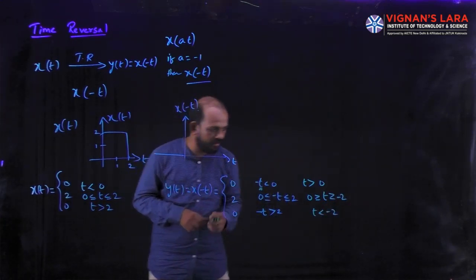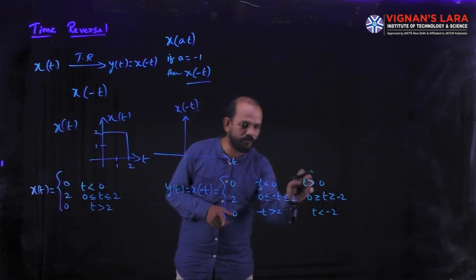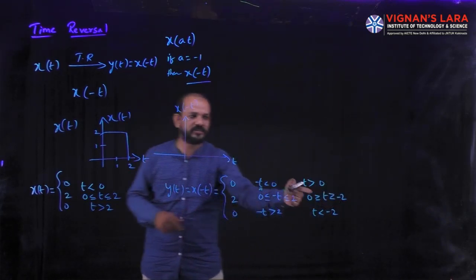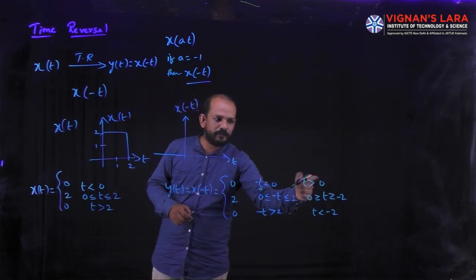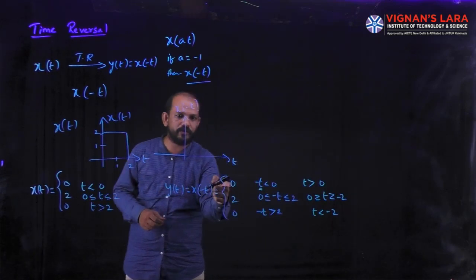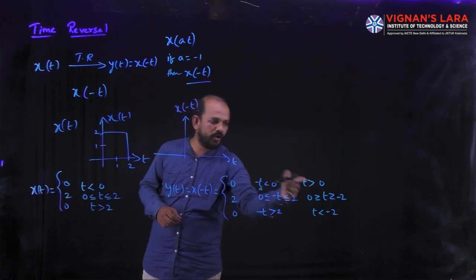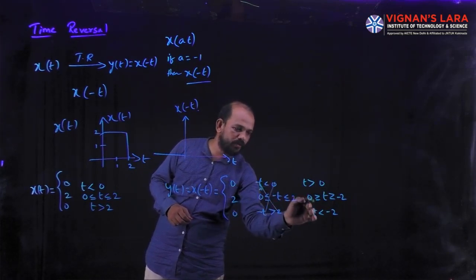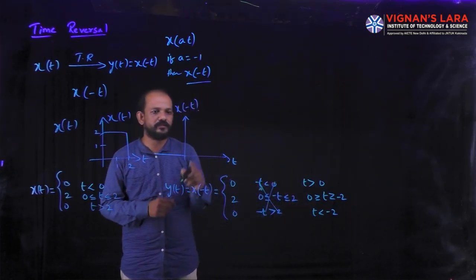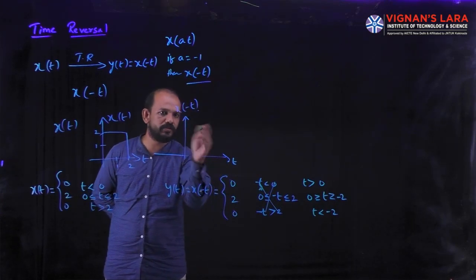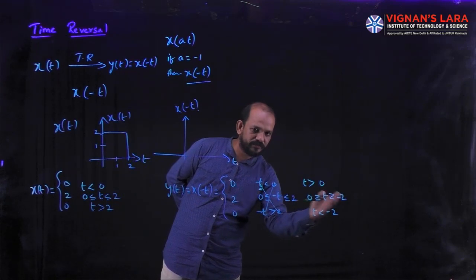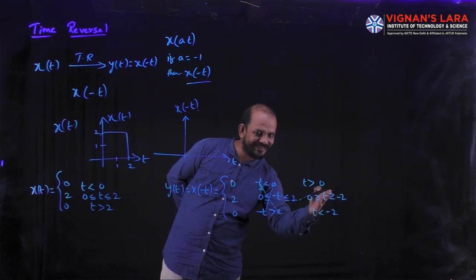Now we have to go for y of t with respect to this one. Draw this. For t greater than 0, y of t equals 0. That is, x of minus t is 0 for t greater than 0. So there is no need of this one. For t greater than 0, y of t is 0, there is no signal. So if t is between 0 and minus 2, that is 0 is greater than t and t is greater than minus 2.